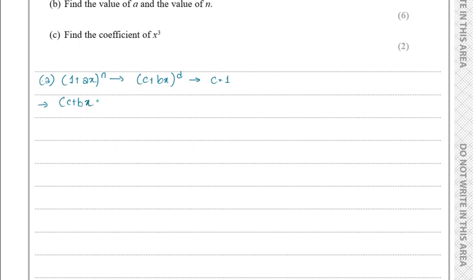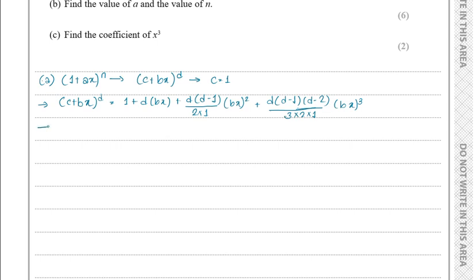So the first step: the expansion of any expression in the form (c + bx)^d would be 1 + d multiplied by bx + d multiplied by (d - 1) divided by 2 multiplied by 1, multiplied by (bx)^2, plus d multiplied by (d - 1) multiplied by (d - 2) divided by 3 multiplied by 2 multiplied by 1, and (bx)^3, x cubed.